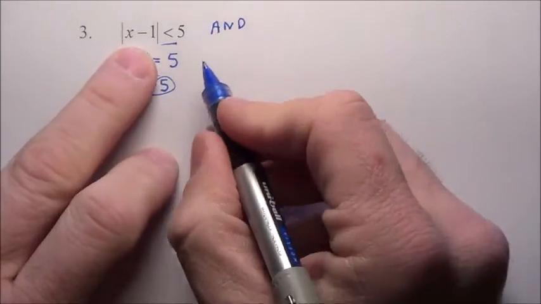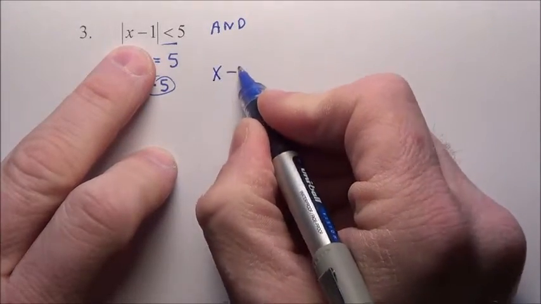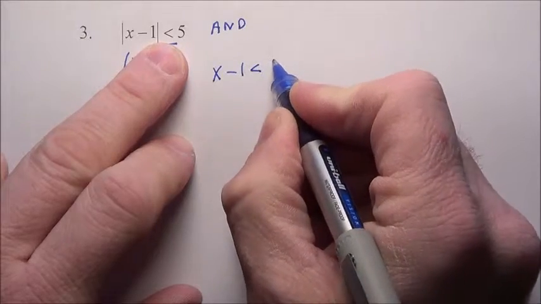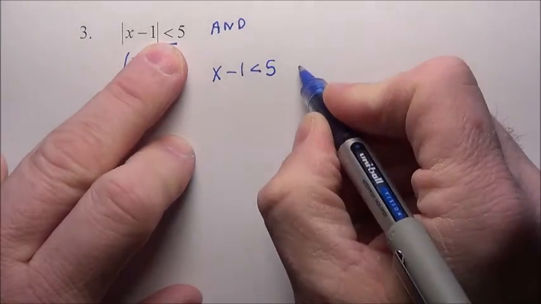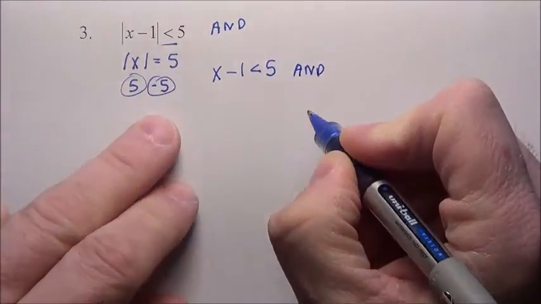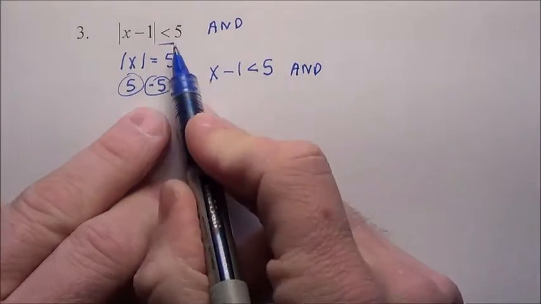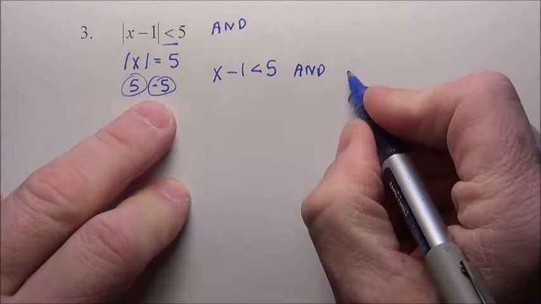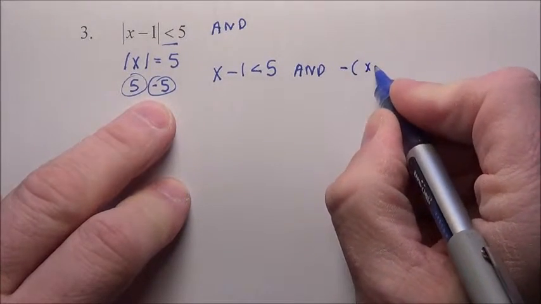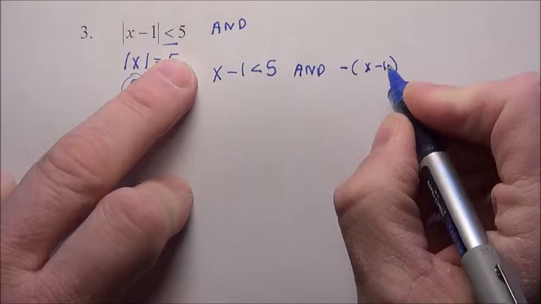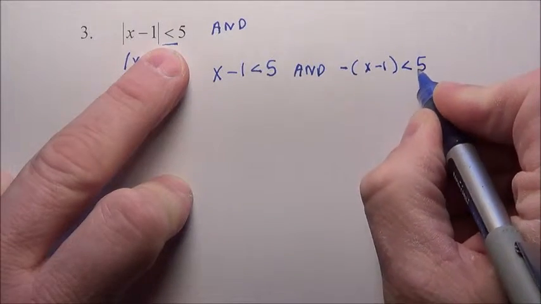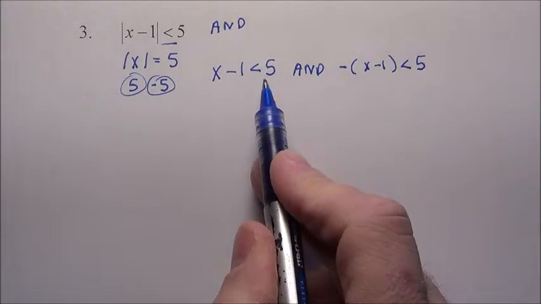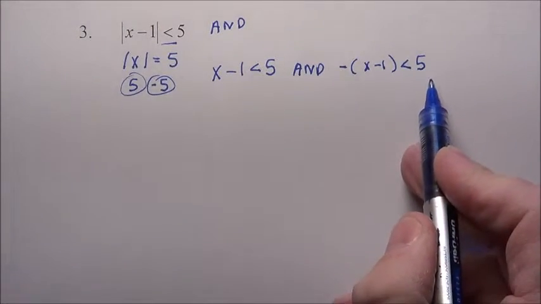The way I'm going to start is by looking at x minus 1 being positive. It's got to stay less than 5. And I'm going to look at the other piece, and I use and instead of or because it's a less than. I've got to look at the opposite of x minus 1, the negative piece of it, being less than 5. This is the way I like to do it. I set up the two equations: the positive piece less than 5, the negative piece less than 5.